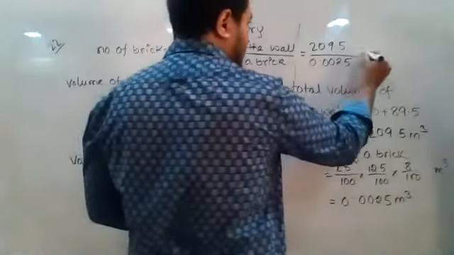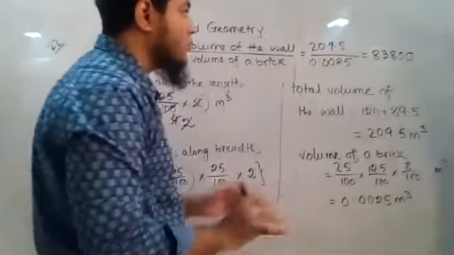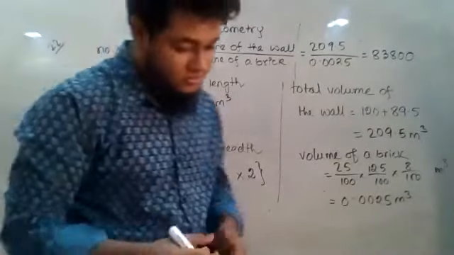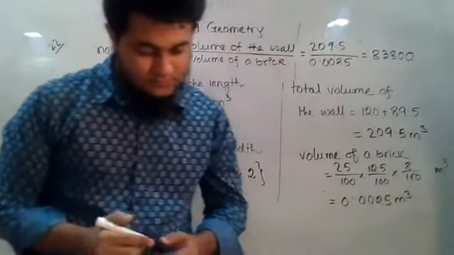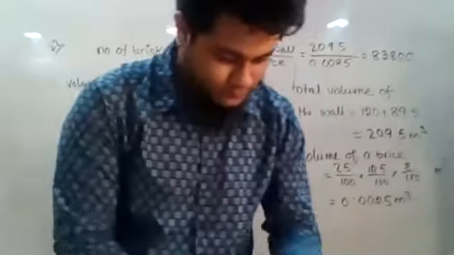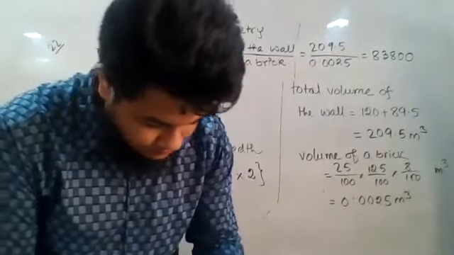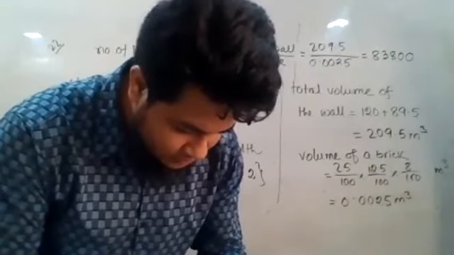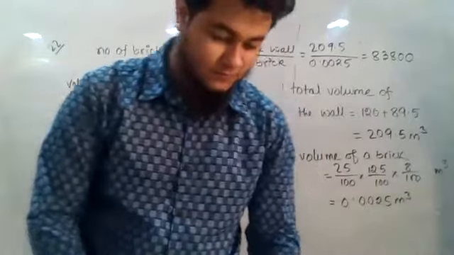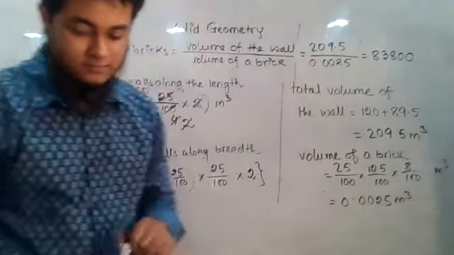83,800. Exactly. No decimal, nothing. Okay, fine. So now check the answer. Oh, I can check too, right? Exercise 13. This is problem number 22. Oh yes, 83,800. It matched, didn't it? That means the concept we used or followed is correct. Okay.